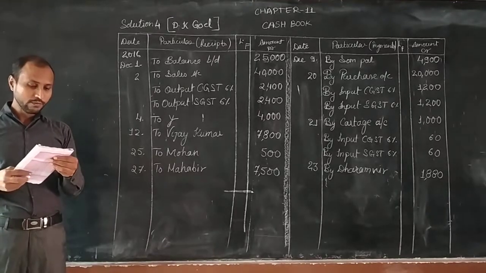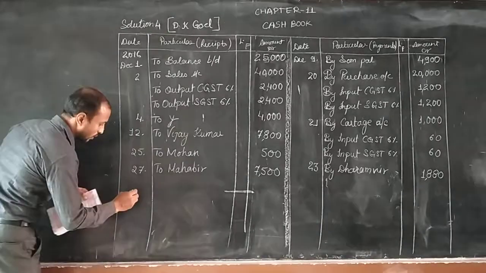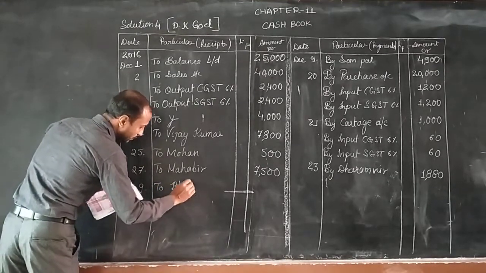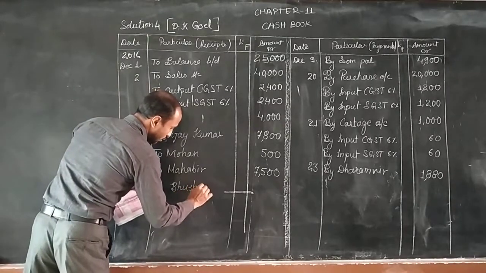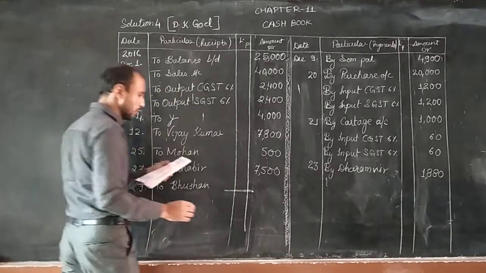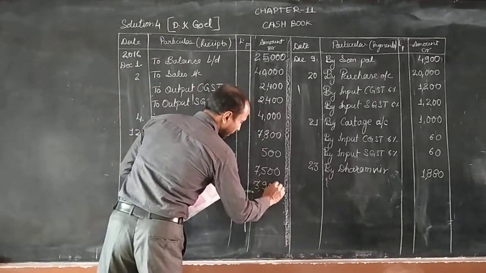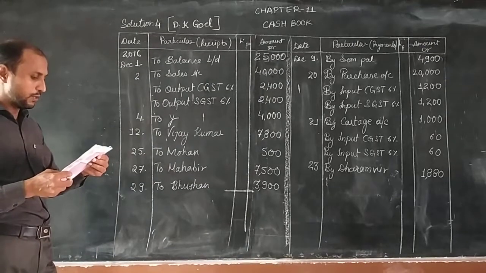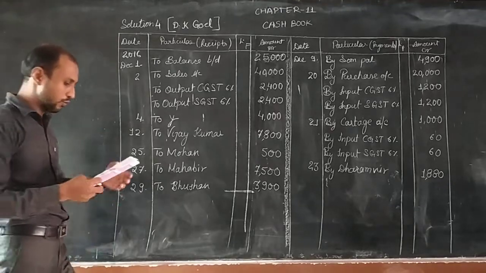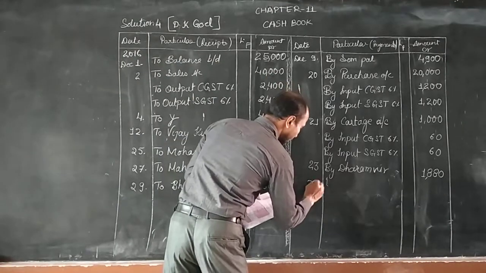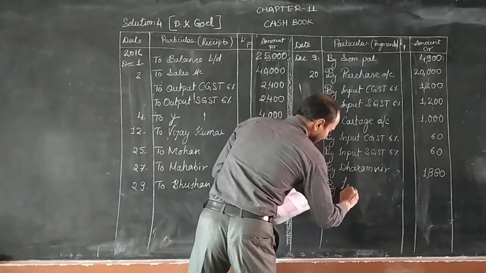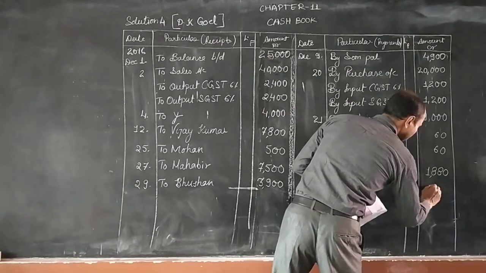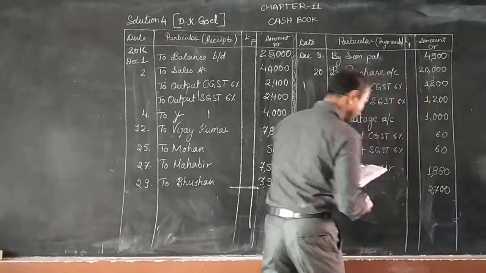Received from Bhushan. Now we are getting money from Bhushan. So the date is 29, to Bhushan. We are going to get the amount from Bhushan, that is 3900. Now we have paid to Lalit 2700 in full settlement of his account of 3000. So here we will write 31, paid Lalit. How much have we paid? 2700. So 2700 we have paid to him.